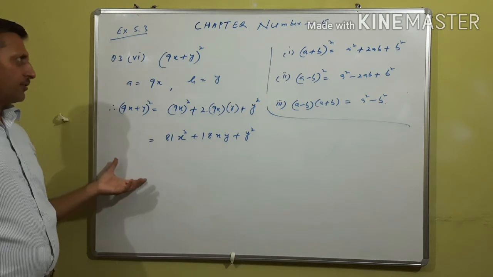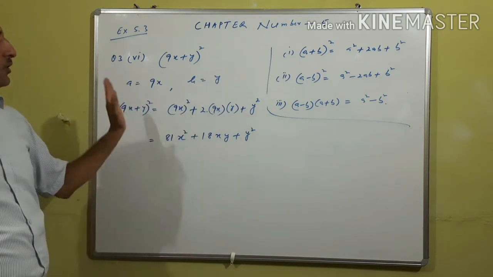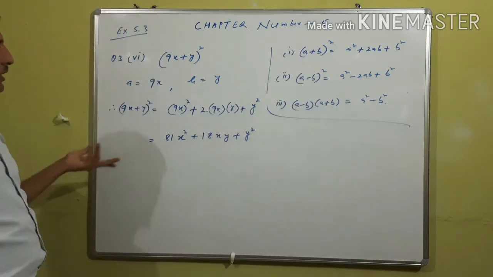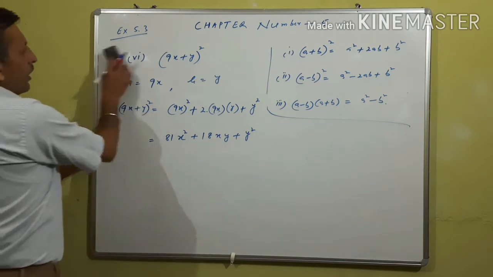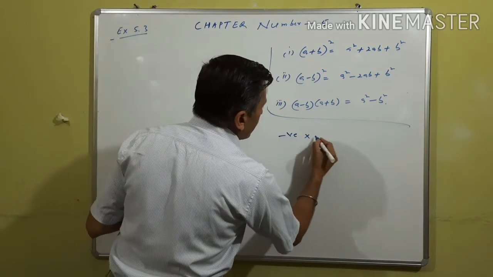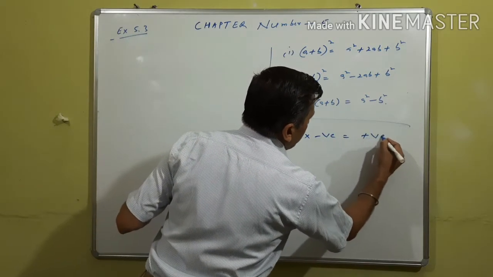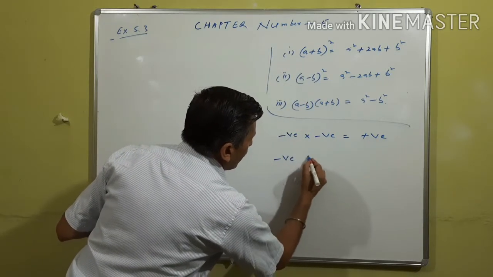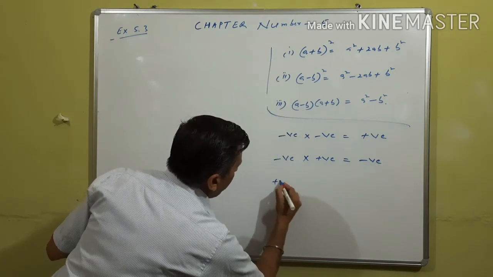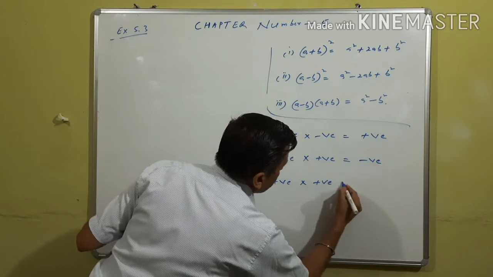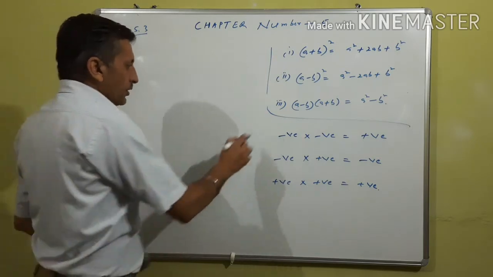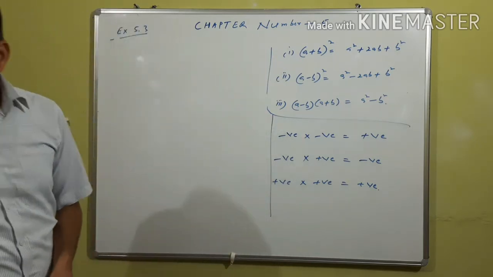You can solve any part by using these identities. Just compare the values of a and b and then substitute the values in the right hand side, and then you can find the answer. The basic concept is, remember, negative into negative is always positive, negative into positive is always negative, and positive into positive is always positive. So these are the main important things. Remember these things.